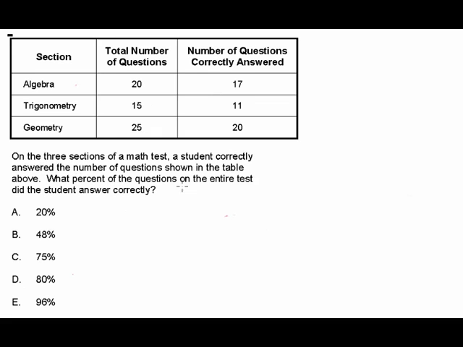On the 3 sections of a math test, a student correctly answered the number of questions shown in the table above. What percentage or what percent of the questions on the entire test did the student answer correctly? Sometimes what makes a test question confusing is the wording, and if you're finding the wording a little bit fuzzy in your head, you say, "Okay, I'm not sure really what it's asking me." What you want to do before you start trying to solve the problem is reread the question and try to almost put that question into your own words if you can.